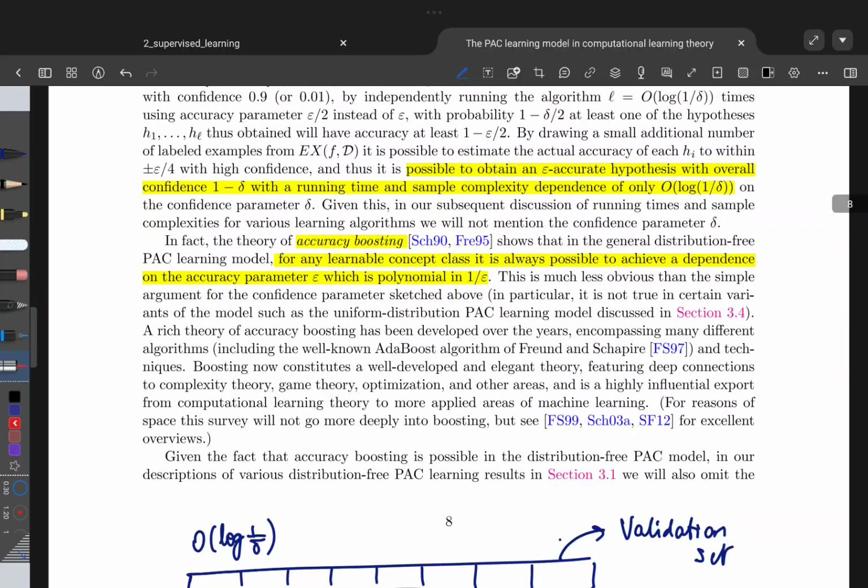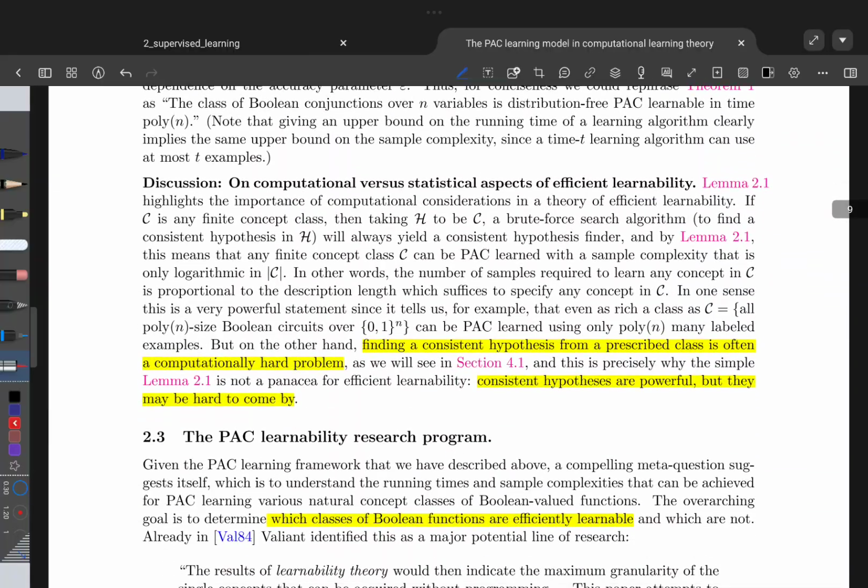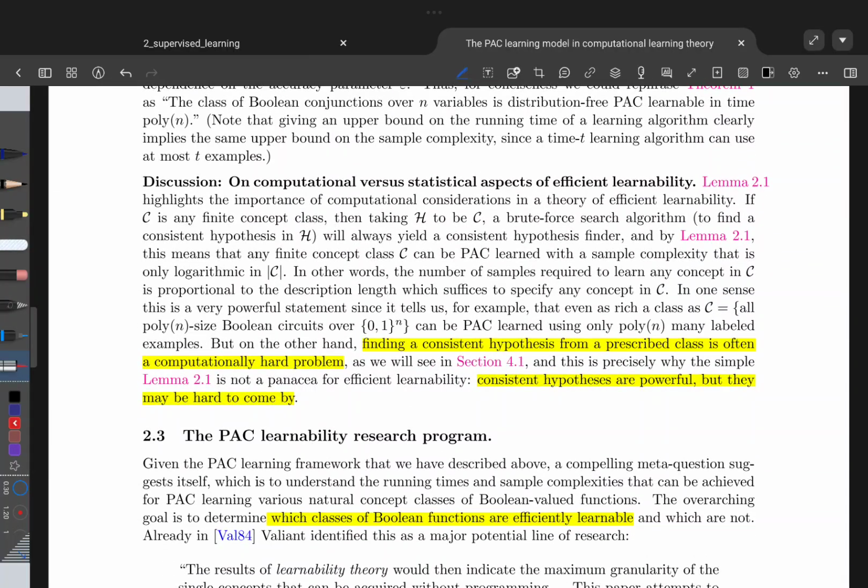All right. But then the dependence on n, that is the dimensionality of the domain, can vary. It may or may not be polynomial in the dimension of the domain. So if you want to achieve polynomial complexity, some classes could be learned polynomial in n, some classes may not be learned polynomial in n.